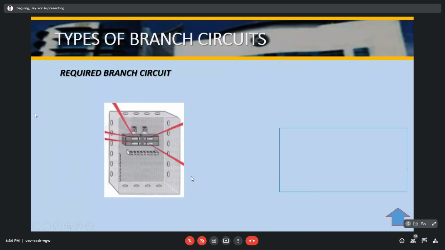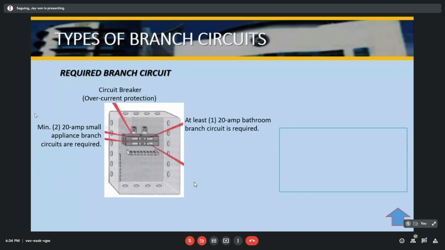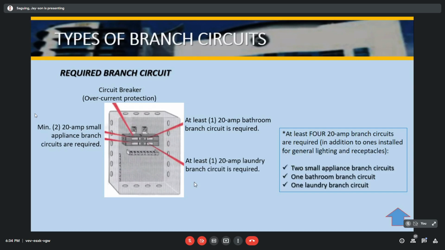Required branch circuit. So, na-required ang branch circuit. So, there are circuit breaker, or over current protection. Dapat na siya or minimum 2 20 amp small appliance branch circuits are required. At least 1 20 amp bathroom branch circuit is required. At least 1 20 amp laundry branch circuit is required. At least 4 20 amp branch circuits are required in addition to ones installed for general lighting and receptacles. 2 small appliance branch circuits, 1 bathroom branch circuit, 1 laundry branch circuit.